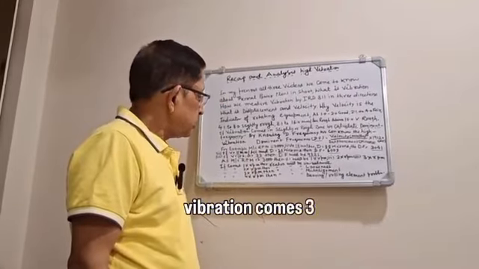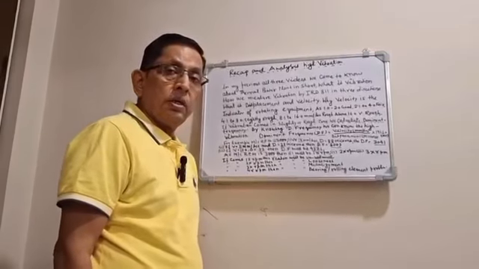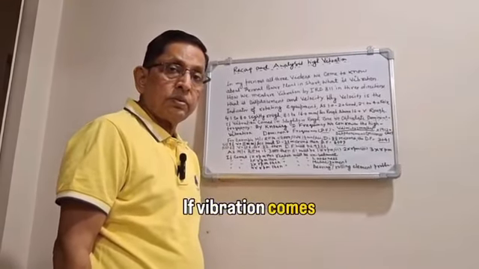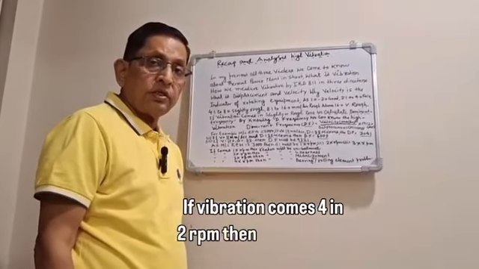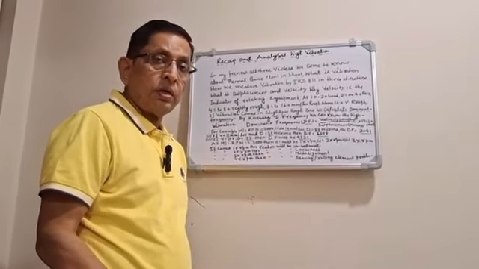If vibration comes 3 into RPM, then misalignment. If vibration comes 4 into RPM, that is, there will be problem in rolling element.